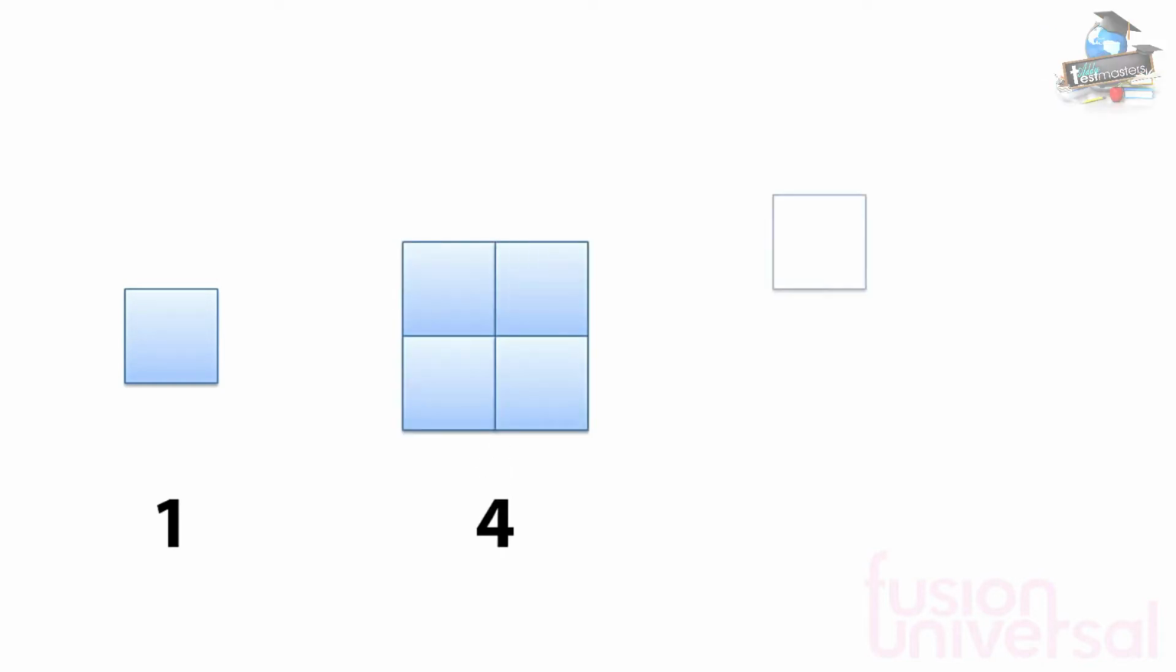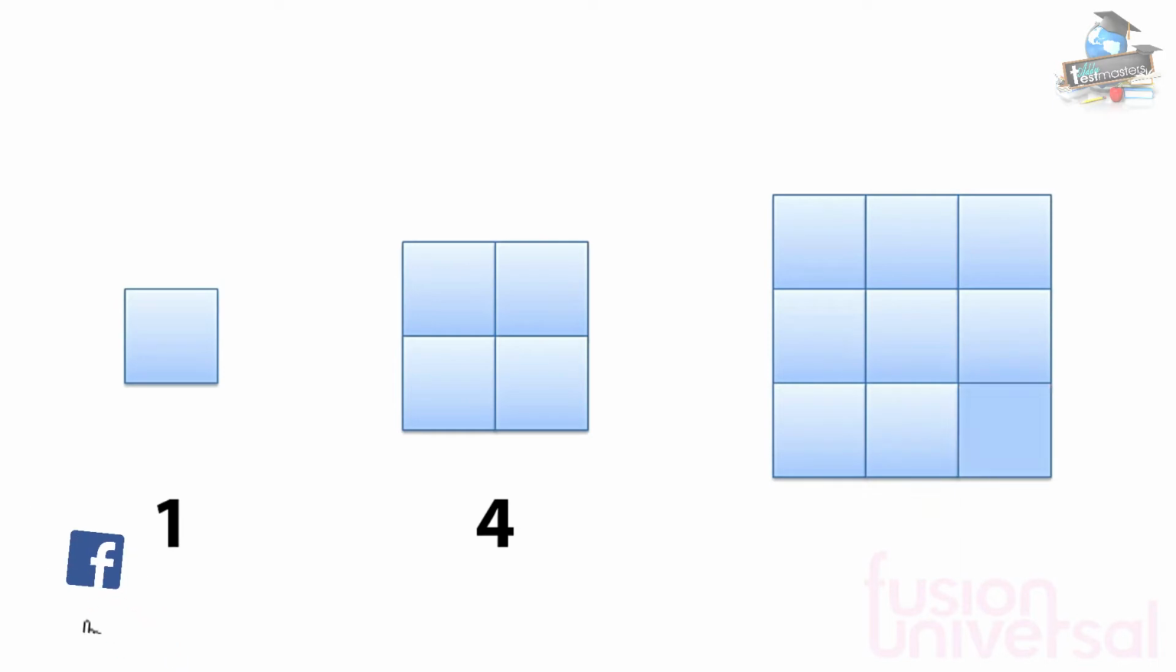Here are some patterns using square tiles arranged in a square. The first picture has 1 tile. The second picture has 4 tiles. The third picture has 9 tiles. We get these numbers as follows.